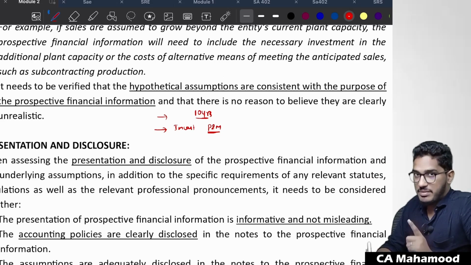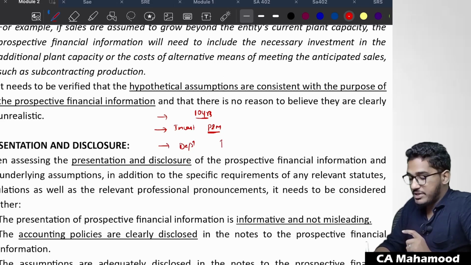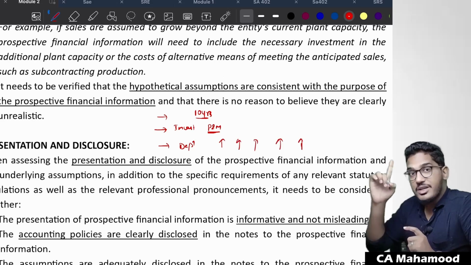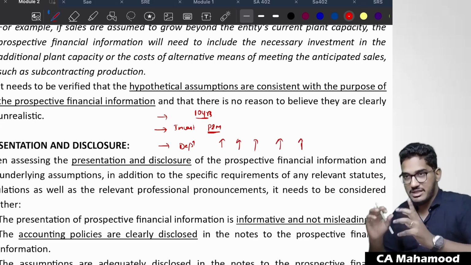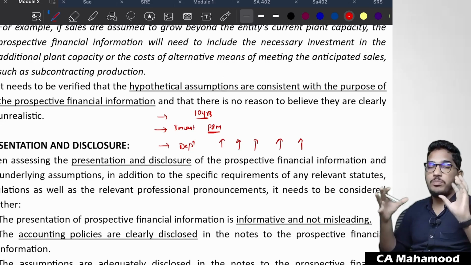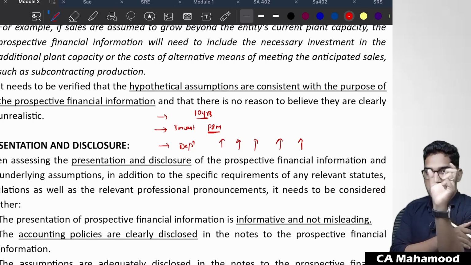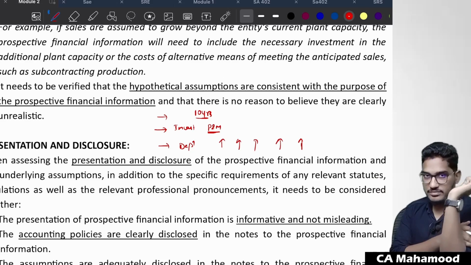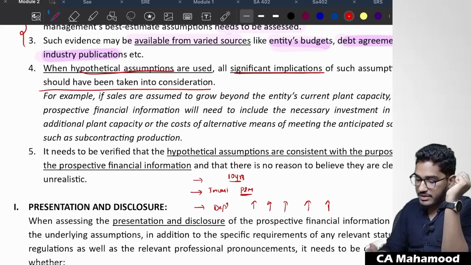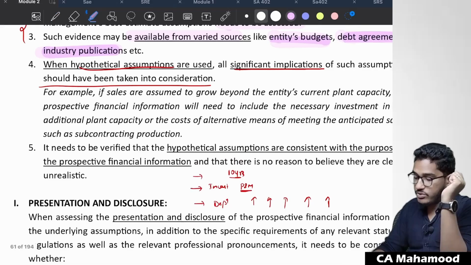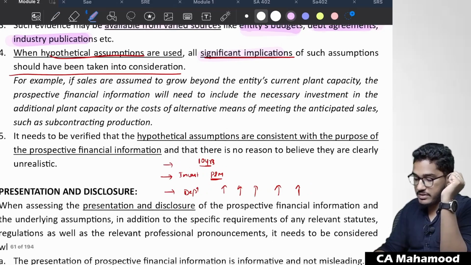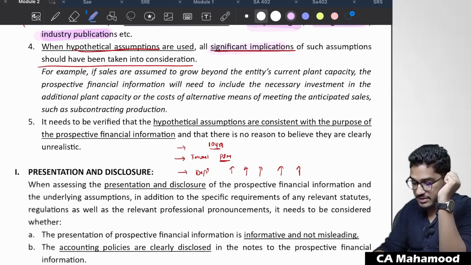When they have invested in the plant and machinery, the depreciation also should have increased. Why? Because when you buy the plant and machinery in the prospective financial information, depreciation also should have gone up. So like this, in the case of hypothetical assumptions, you need to check whether all the interconnected things are properly reflected or not. Why? Because one assumption will have an impact on the other. Clear, everybody? So in the case of hypothetical assumptions, you need to check all significant implications of such assumptions should have been taken into consideration.